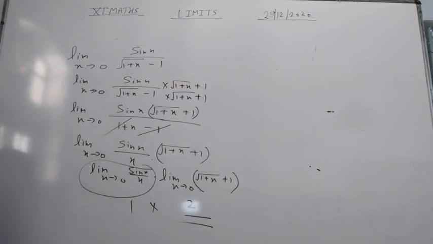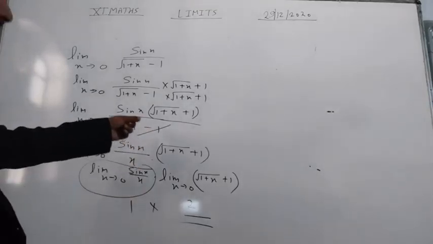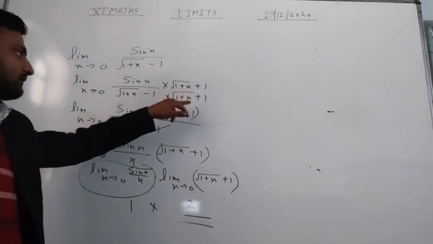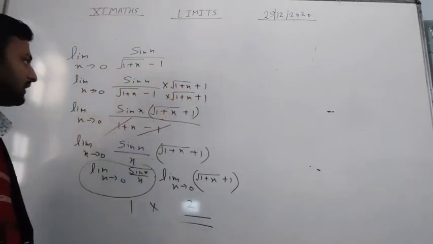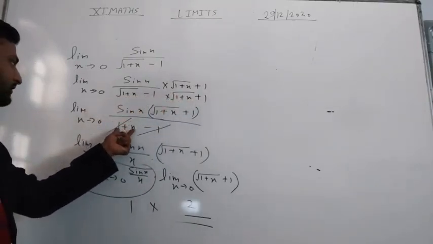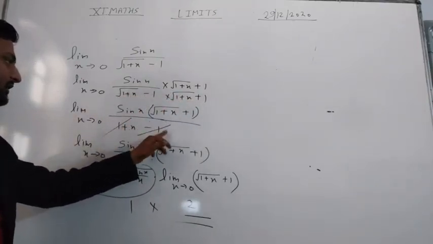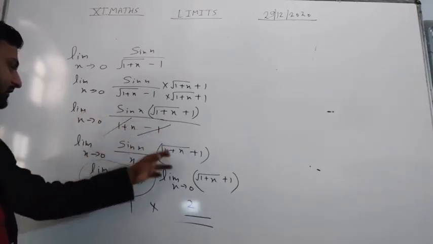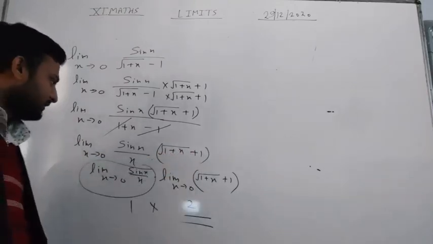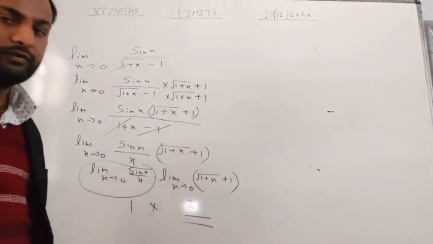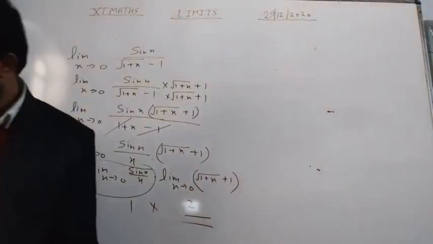Okay student, I hope you understand. We have just rationalized this function, multiplying by the changed sign, root 1 plus x plus 1, in both numerator and denominator. In the denominator it will be a square minus b square. So the root will be removed, and minus 1, this minus 1 plus 1 will cancel. Limit x tends to 0 sin x by x, and this is root 1 plus x plus 1. So this part is 1, and in this part we put the limit, we get 2. Okay, I hope you understand.